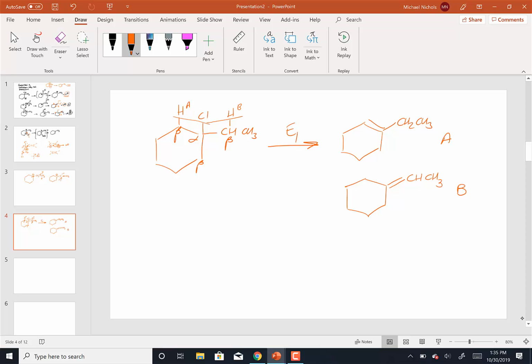Okay. Does everybody see that? So then my third product is going to be, now let's take beta hydrogen C, and now let's lose that beta hydrogen and the chlorine. That's going to put the double bond below with the CH2CH3, and that's going to give me product C.